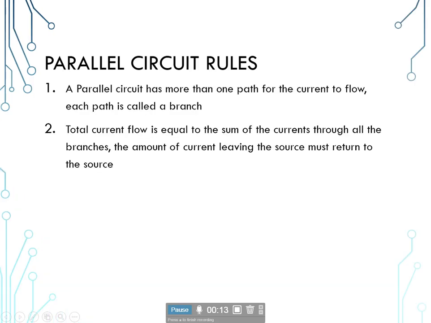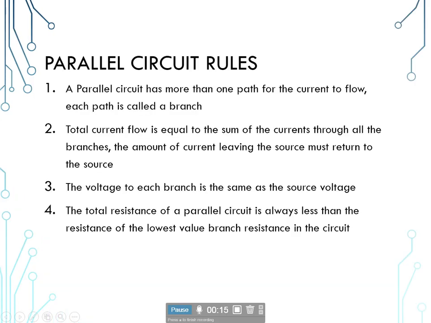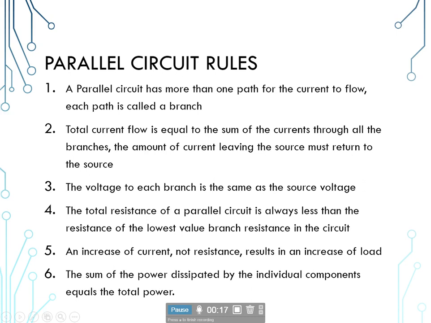Parallel circuits have a set of rules just like series circuits had their set, and we have to abide by these rules. We can't violate them or else the circuit will not work. Note there on number 6, the power rule: the sum of the power dissipated by individual components equals the total power. That holds true for all circuits. It doesn't matter what kind of a circuit it is. That rule applies to a series circuit, a parallel circuit, and also to a series parallel circuit.